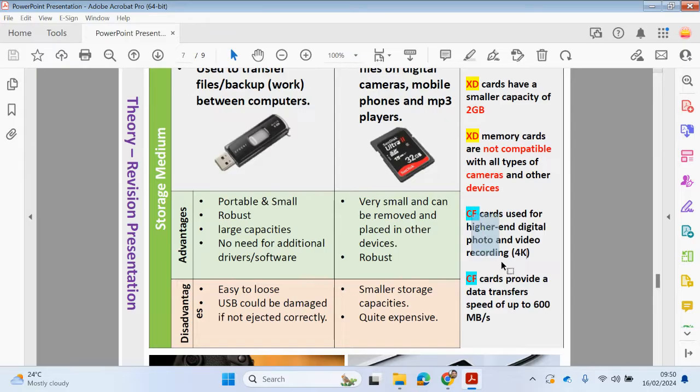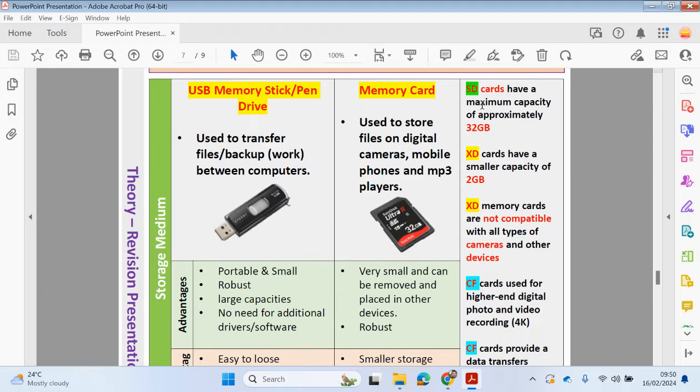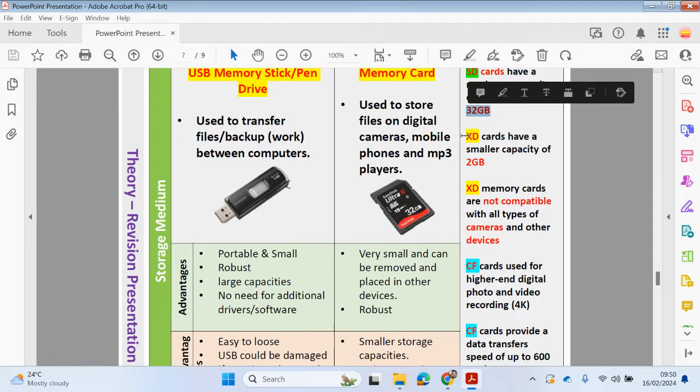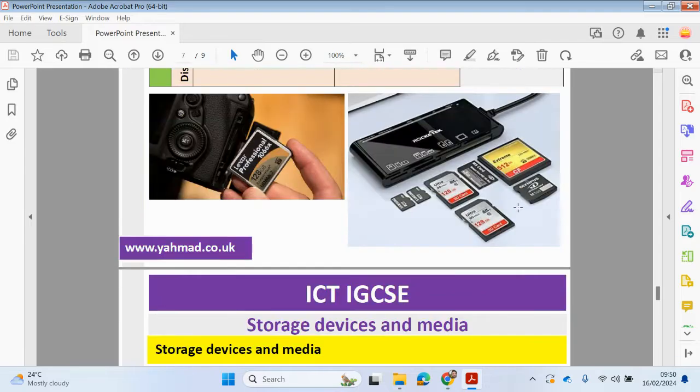So if you're recording high definition content or 4K content, it's probably better to have a CF card. An SD card would be the most commonly used card inside of a digital camera, because there's enough storage capacity to store videos and pictures. Obviously, your XD card has a very small capacity compared to the other cards. Okay, so you got the storage medium here and a device there to read the data from the medium.